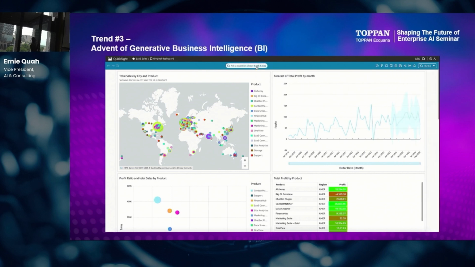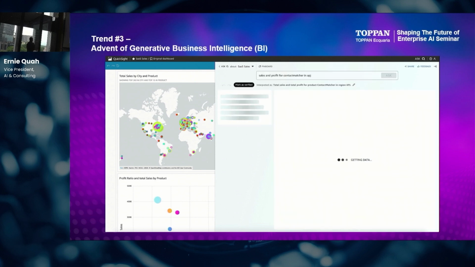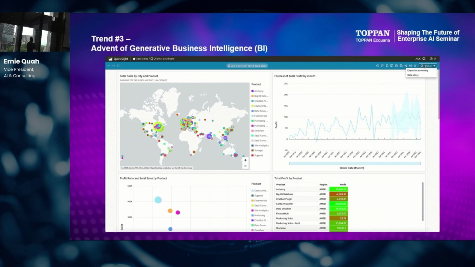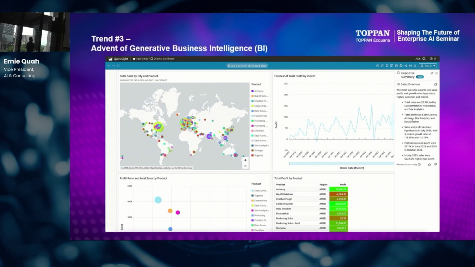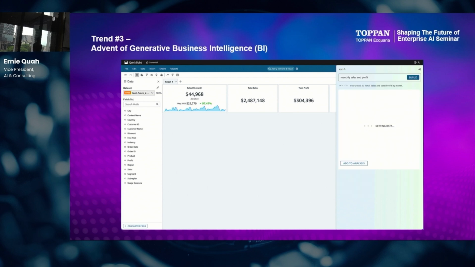Let's see what I want to do next. See, it's asking a question in natural language, it's talking in natural language. I think this is asking for sales and total profit, the graph of the sales and the total profit. And then you can proceed to drill into the BI. Okay, next example, this is building a visual. So you're talking in natural language to build a visual.